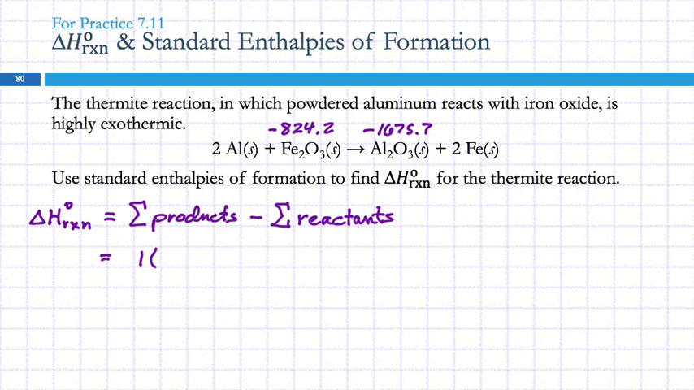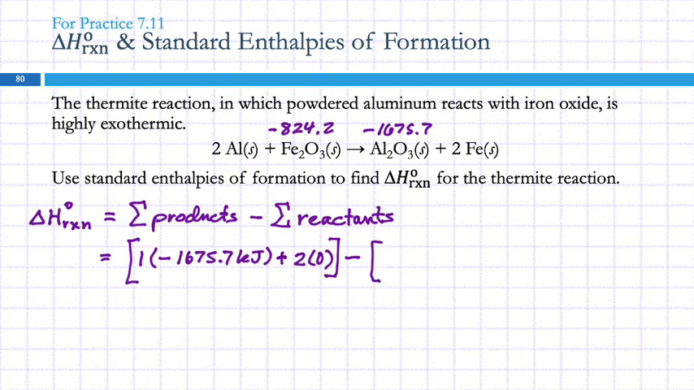So I have 1 mole of Al2O3 times its heat of formation. And then my other one is an element in its standard state. We can ignore it, or we can say, well, that's 2 times 0. So there are my products. And I'm going to subtract the reactants.